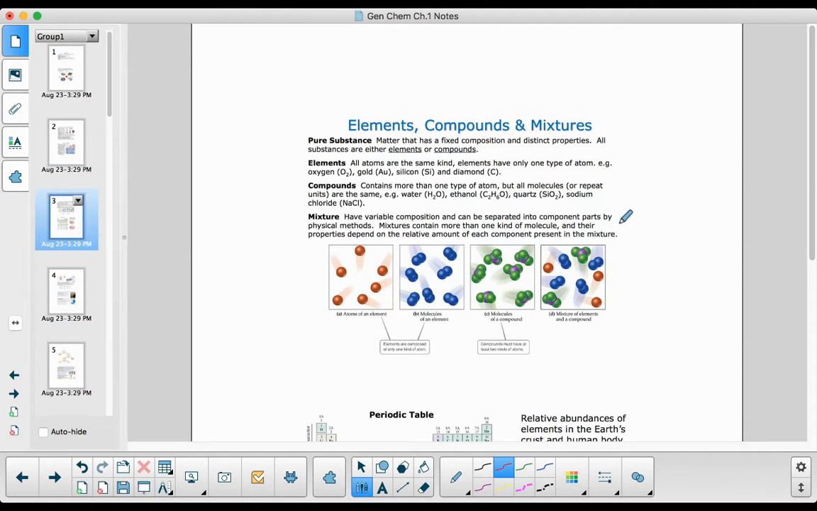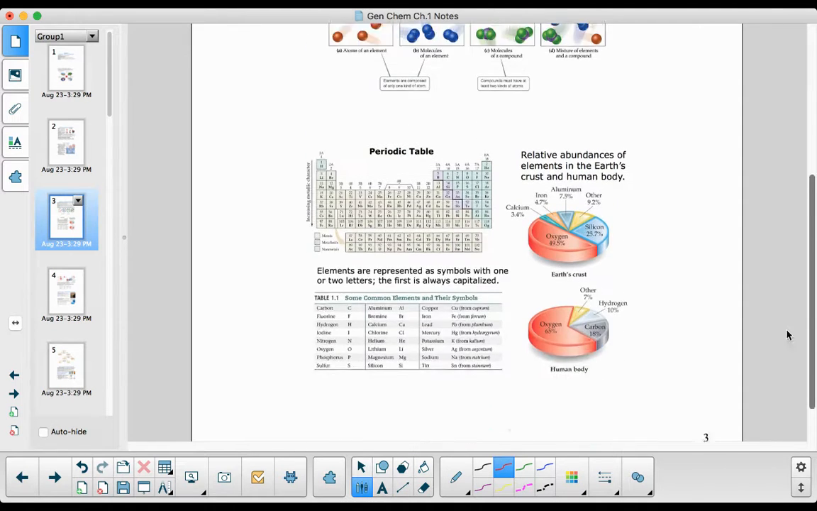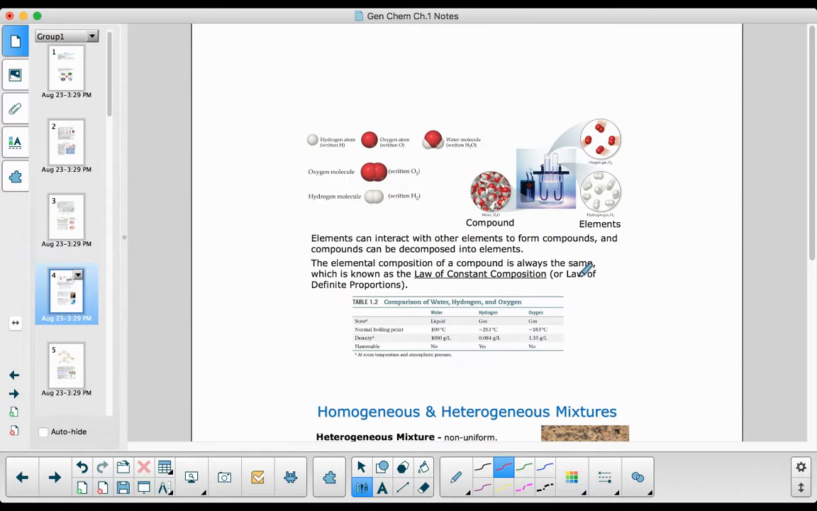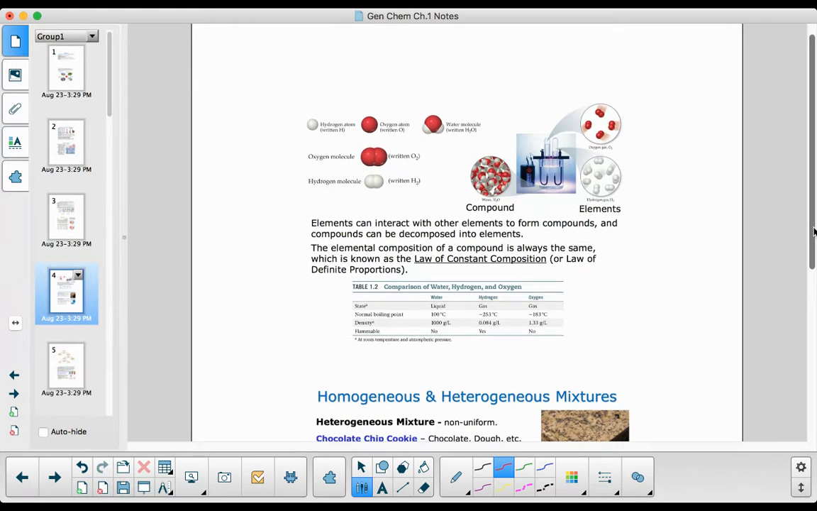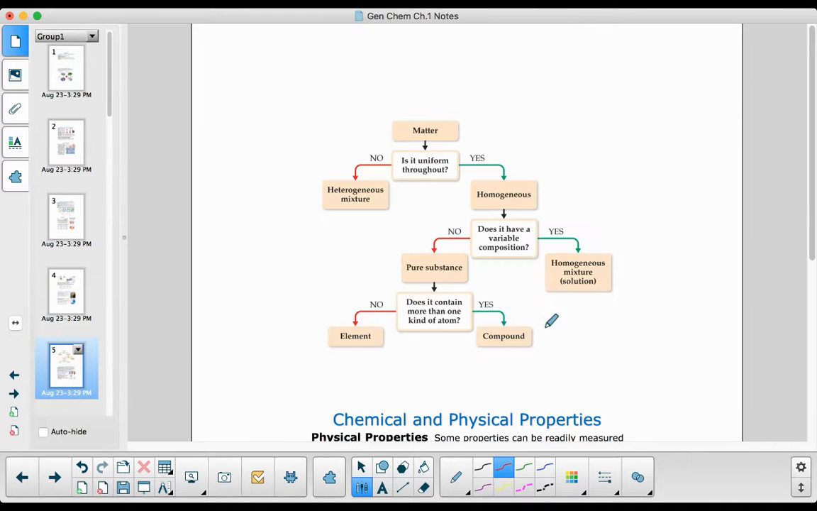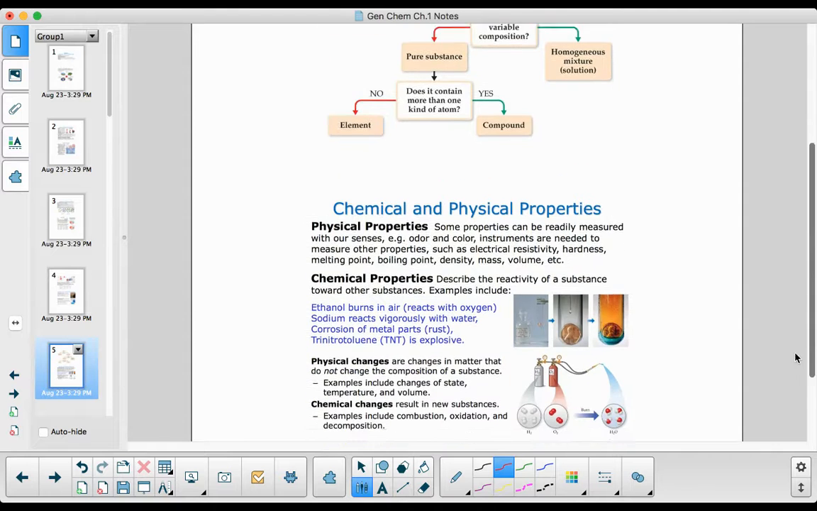So then there's definitions: pure substance, elements, compounds, mixtures. I'm not going to go through everything here and read to you because I'm sure most of this is probably a review for you from a previous chemistry course or physical science class. So the beginning is really pretty straightforward and easy.